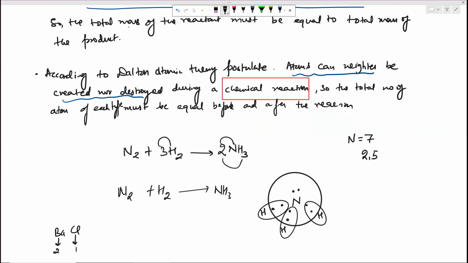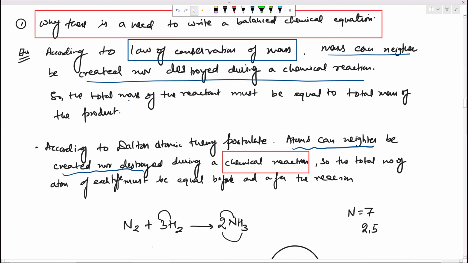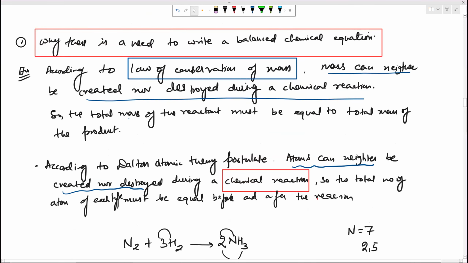First, if you write 3, we'll get 6 hydrogens, and you place 2 here, you get 2 nitrogen, 2 nitrogen, 2 times 3 is 6 hydrogen, 6 hydrogen. So it is balanced. Okay. Got it? So we must write the balanced chemical equation while writing a chemical equation. So please note down why there is a need to write a balanced chemical equation.